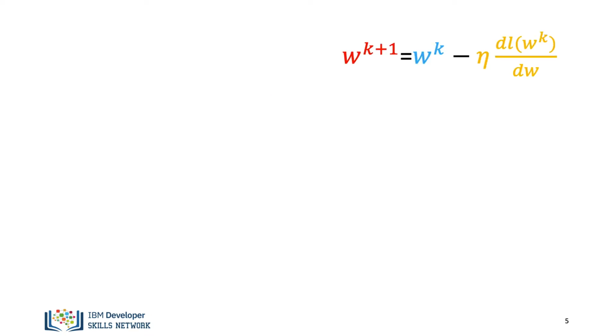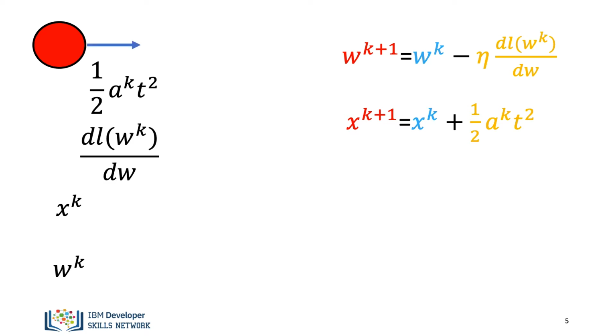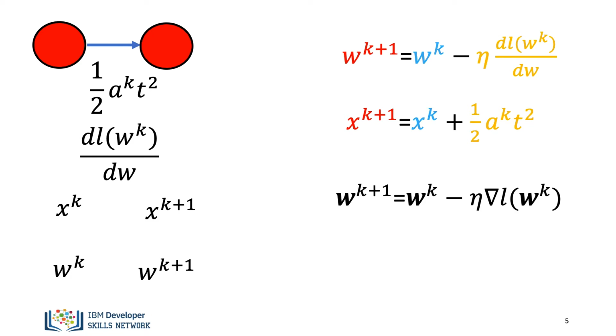Tracking the position of the red ball is similar to performing gradient descent. We have the acceleration term in yellow and the displacement term in red. We have the kth iteration of our parameter. This is the kth position of the ball. If we have our acceleration term, this is like our gradient. The next iteration of our parameter is the position of the k+1 iteration. Everything we are doing for the displacement acceleration equation, we can apply to the gradient descent algorithm.